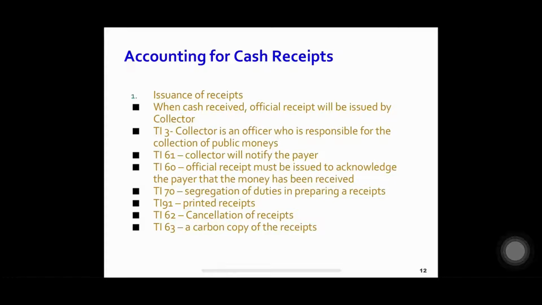But if a receipt is spoiled, it must not be destroyed. Instead, it must be cancelled and attached together with carbon copies for audit purposes. When the recipient is acknowledged, the carbon copies must be prepared by a responsible officer. It should consist of details such as collection of debt and amount received.